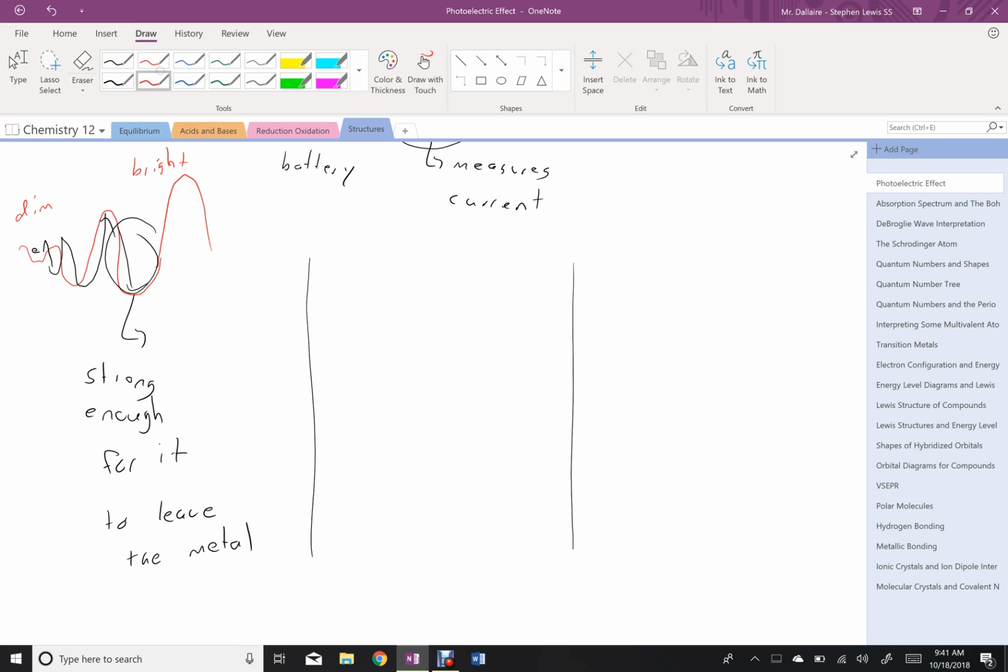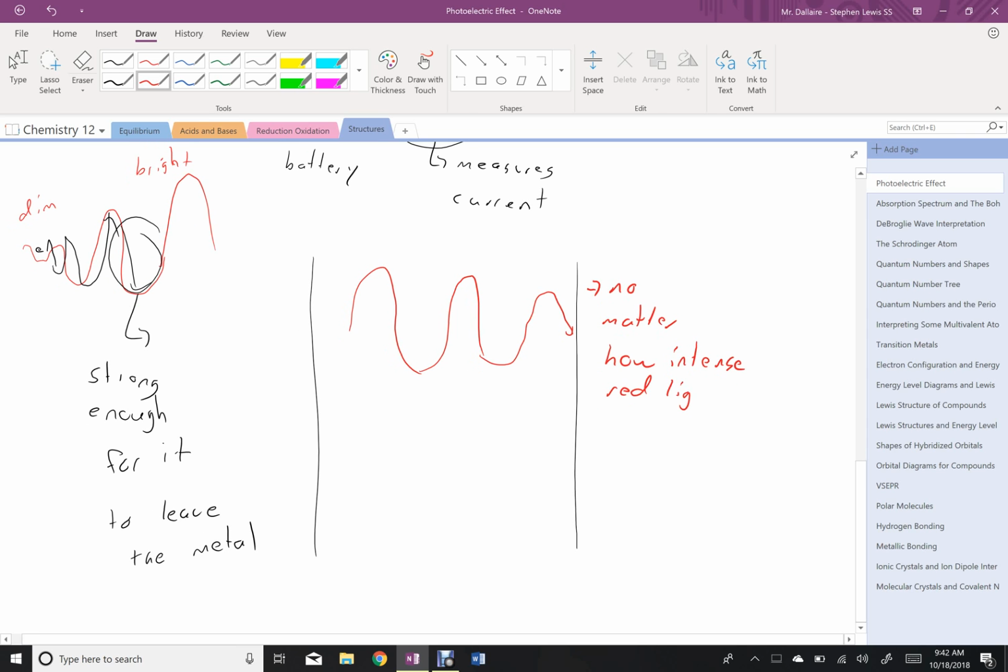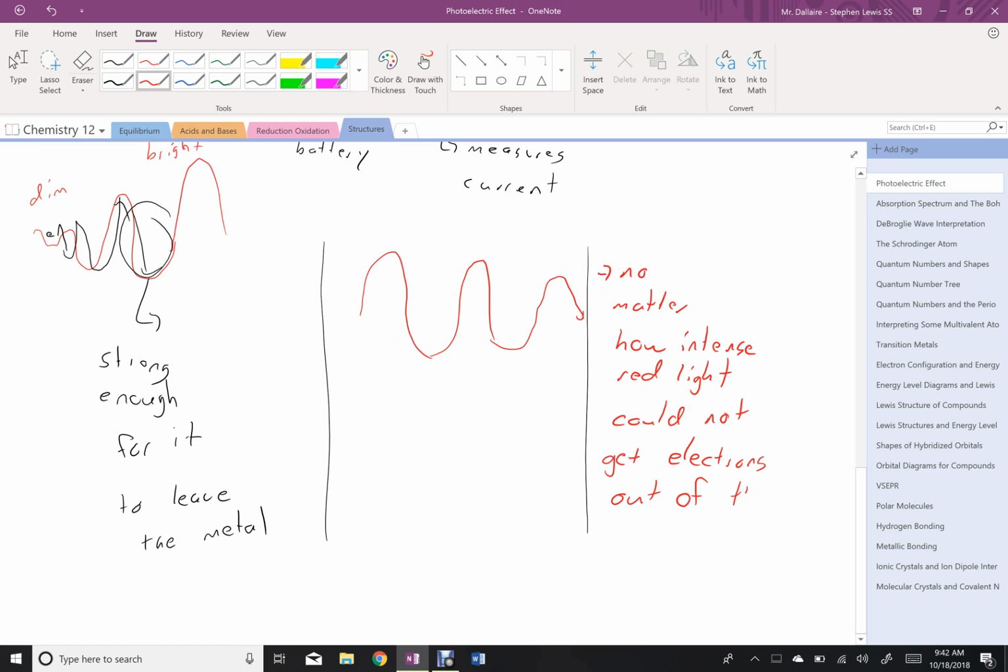So they did this. They took red light and they put it in and they turned its intensity up and up and up and up until they had this huge light coming in and smacking against this thing. And what they discovered is, no matter how intense red light could not get electrons out of the metal to complete the circuit.